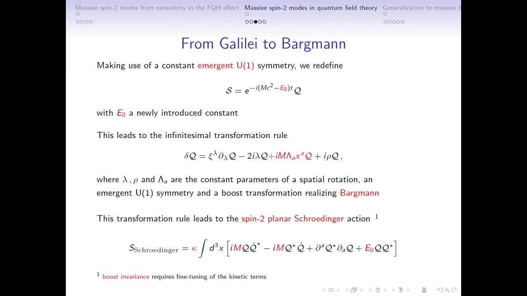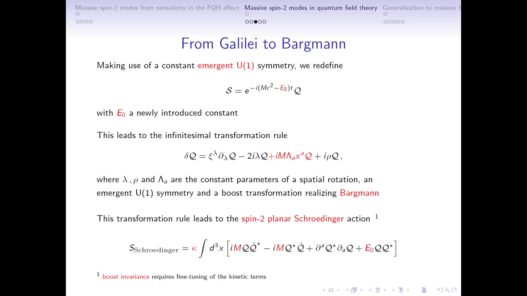But since I combine things in complex fields, I have emerged one symmetry, and then I redefine my S with a phase factor times a new field Q. And the phase factor is something that blows up, mc squared minus, and enters a new constant E0. And the trick is now that if you calculate the transformation of this new field, then it will have an extra boost transformation. And why is that? Because you see in the phase factor is a c squared t.